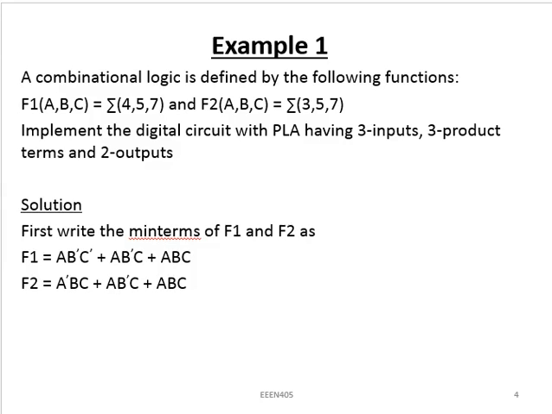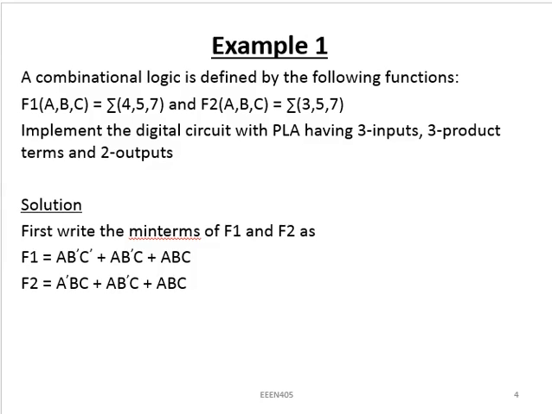And we are told that the inputs should be 3, of course. Our variables are 3: A, B, and C. And we are now given a restriction that our product terms should be 3 and our outputs should be 2. Yes, the outputs are already 2 because I have two functions, f1 and f2.